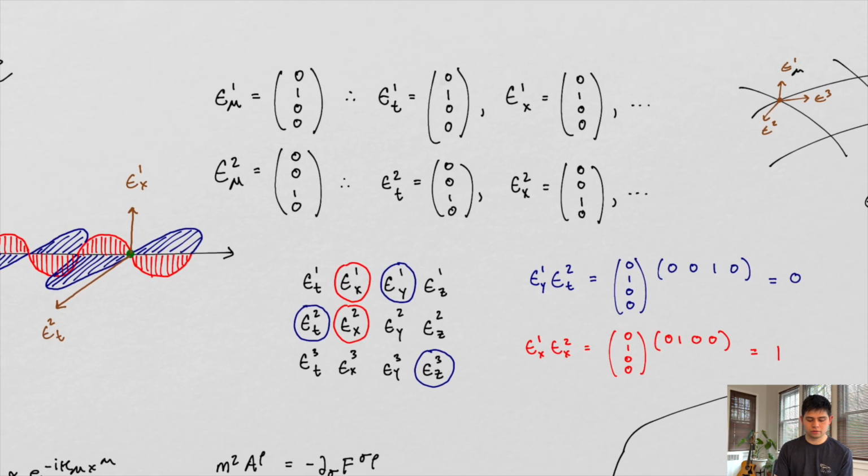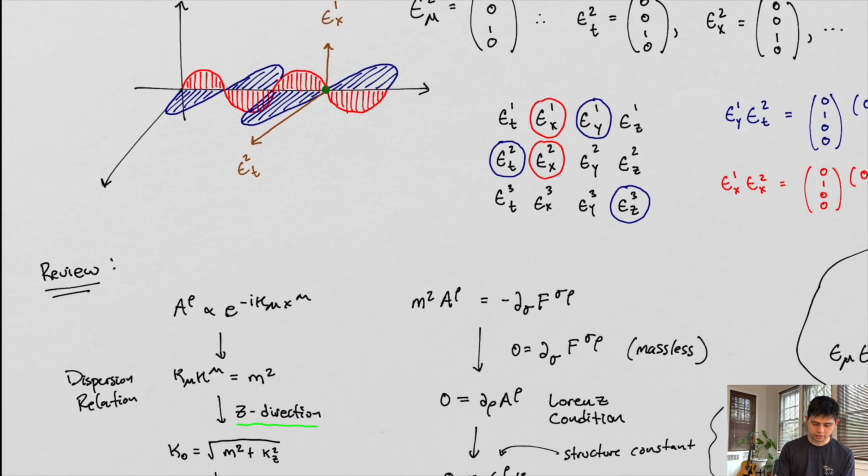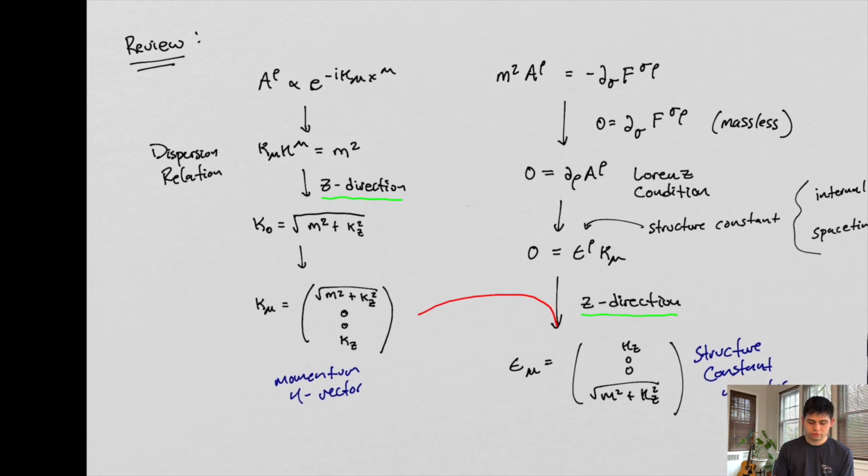And these guys are what are called structure constants. They are sort of defining the structure of the space in which we're going to be able to describe vectors in this space. Okay.